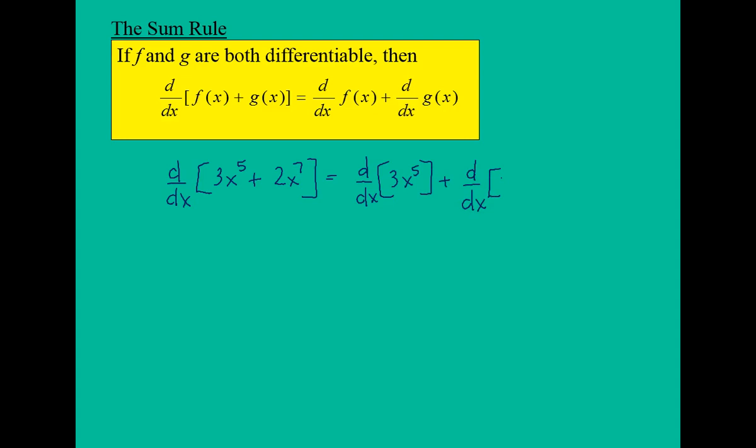Now, typically in practice we don't do this, but we are using this sum rule when we do it all at once. This would be 15x to the 4th plus this would be 14x to the 6th. However, if we just did it all at the same time, we would get our 15x to the 4th plus 14x to the 6th. So we can take the derivative term by term and then add them back together.